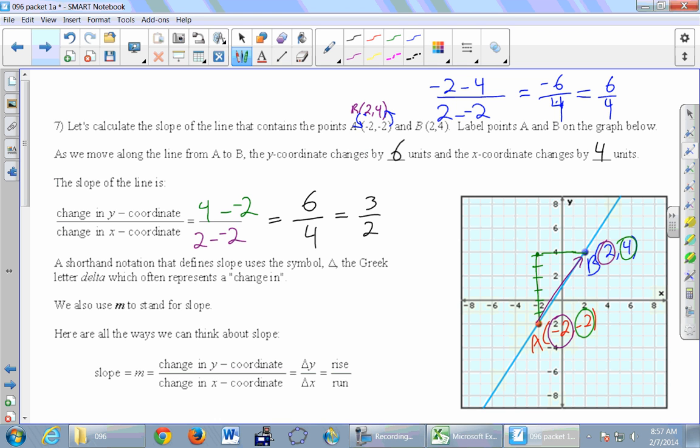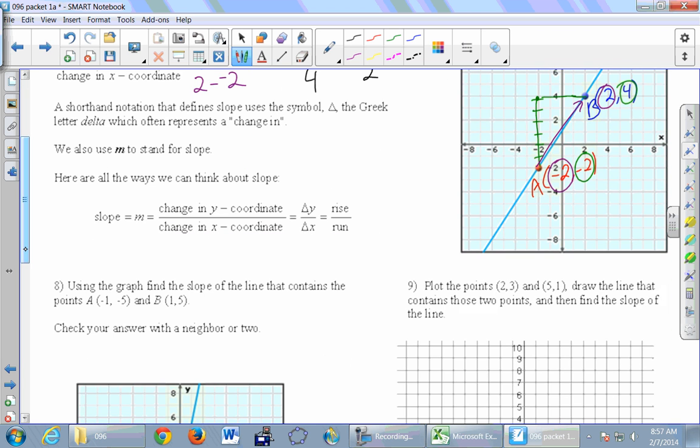Three-letter delta, which often represents... Okay, and we also use M to stand for slope. So lots and lots of ways that we've talked about slope so far. There's the word slope, there's the letter M, which almost universally stands for slope. Change in y over change in x. You can write change in with a little symbol delta. It's like the capital D in Greek. So delta y over delta x, or rise over run. Any of those is fine.